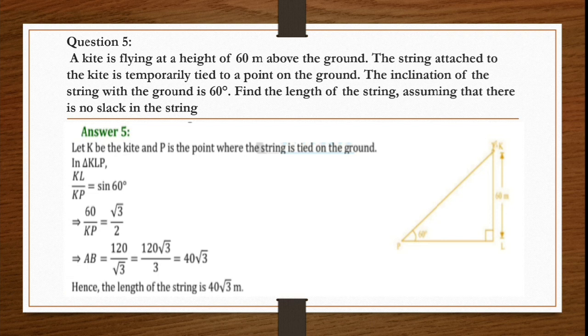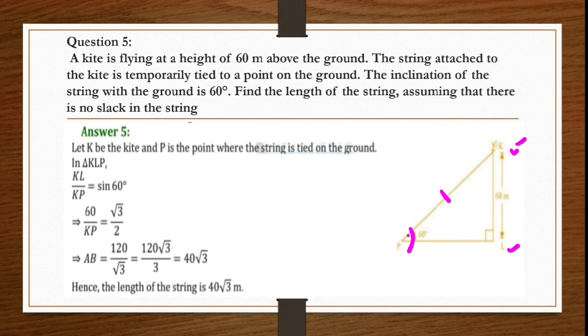So this is the string. This PK is the string which makes 60 degrees with the ground. This K position is the kite's position, and it is 60 meters above the ground. That means KL is equal to 60 meters, given. So you have to find the length of the string. That means you have to find the value of PK.